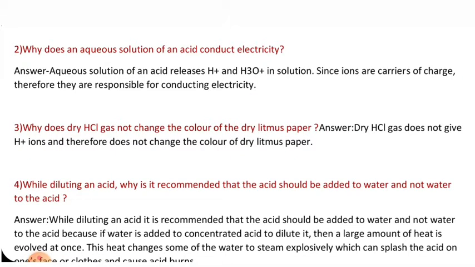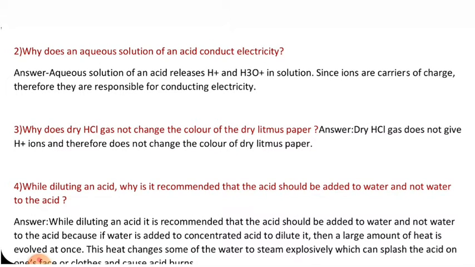Aqueous solution of an acid releases hydrogen ions or hydronium ions in solution. Since ions are the carriers of charge, therefore they are responsible for conducting electricity. Third one. Why does dry hydrogen chloride gas not change the color of dry litmus paper? Answer. The dry hydrogen chloride gas does not give hydrogen ions and therefore does not change the color of dry litmus paper.